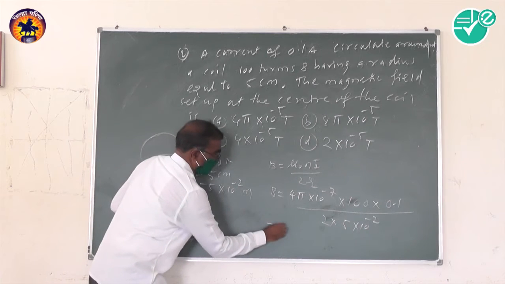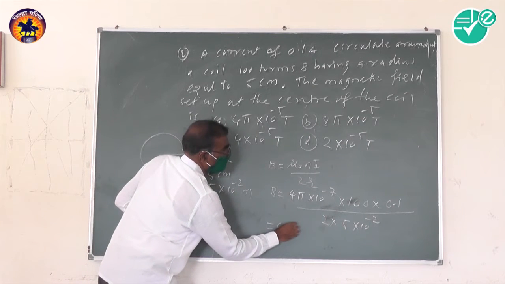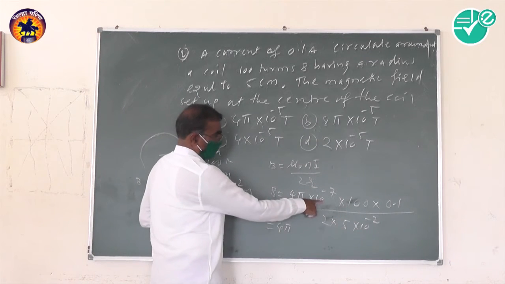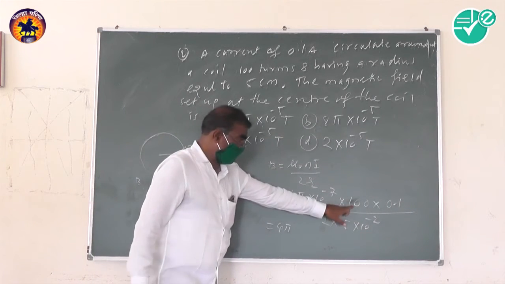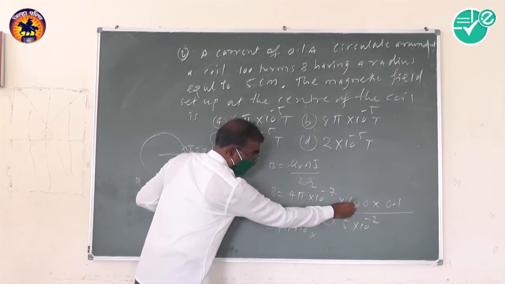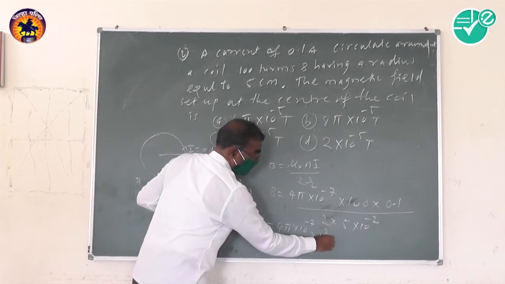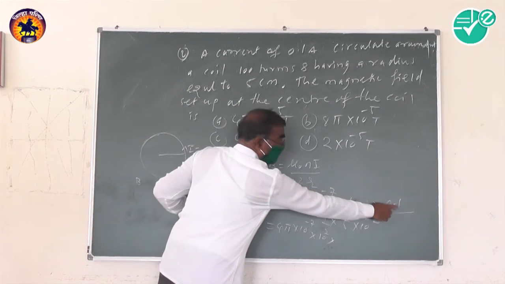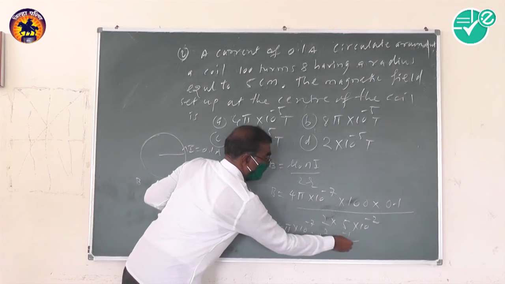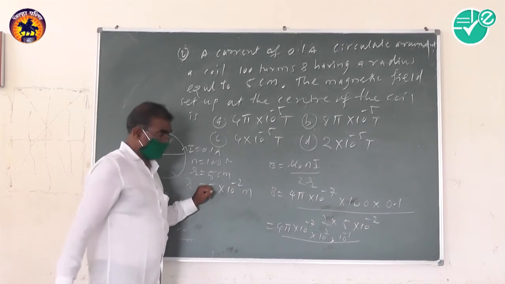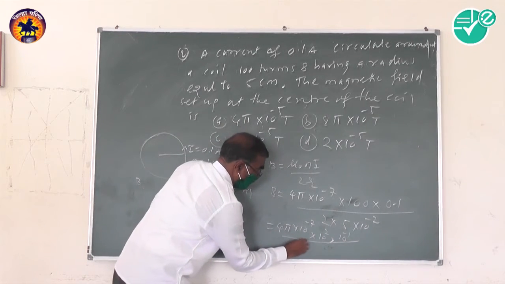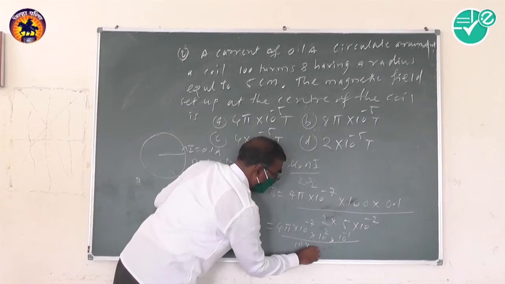That is 4 pi into 10 raised to minus 7. 100 we can write as 10 raised to 2. And 0.1 is written as 10 raised to minus 1, divided by, here 5 2s are 10, 5 2s are 10 into 10 raised to minus 2 here.